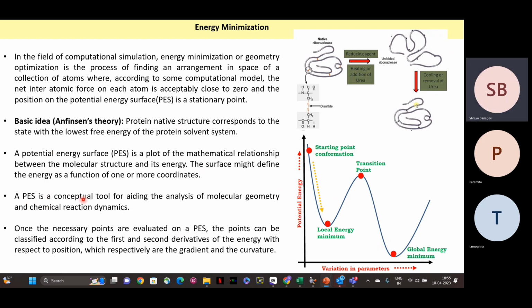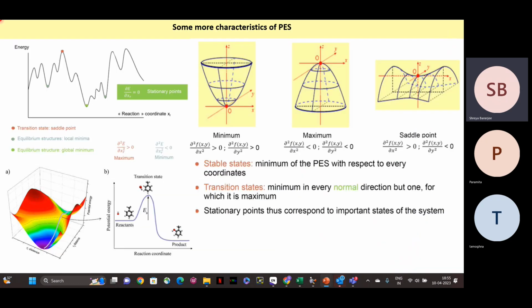This potential energy surface is a conceptual tool for aiding the analysis of molecular geometry and chemical reaction dynamics. Once the necessary points are evaluated on a potential energy surface, the points can be classified according to first and second derivative of energy with respect to position. I'll talk about that in the next slide. So basically, if this is your potential energy surface, you can have a maxima, which is represented by this red point. You can have local or global minimum. Local minimum is this blue point and global minimum is this green point.